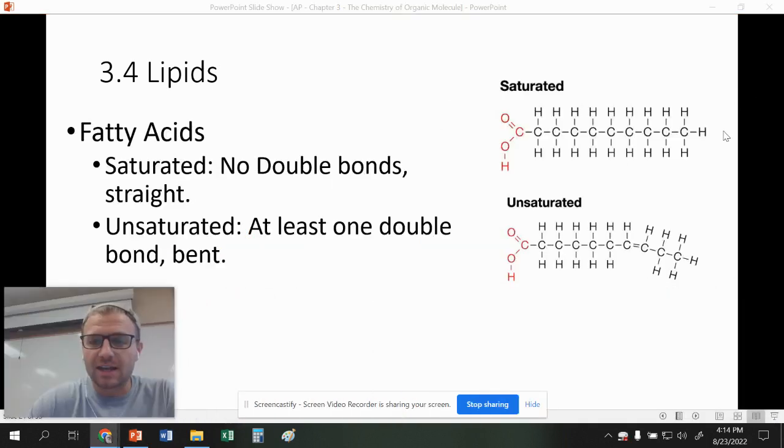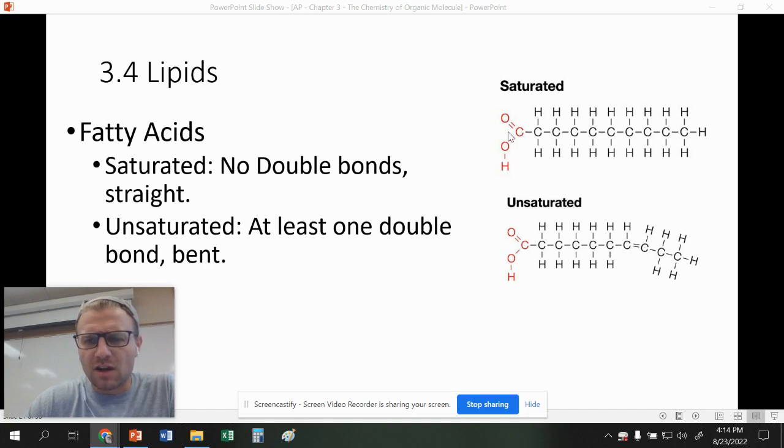Now, when we have these fatty acids, they usually come in long chains. You can see the carbon, carbon, carbon, carbon, carbon all the way down here. That's called a saturated fatty acid, where there are just all these hydrogens connected to these carbons. Whenever you see a double bond here, that's an unsaturated. As long as it has one, it's unsaturated. So this is an unsaturated fatty acid.